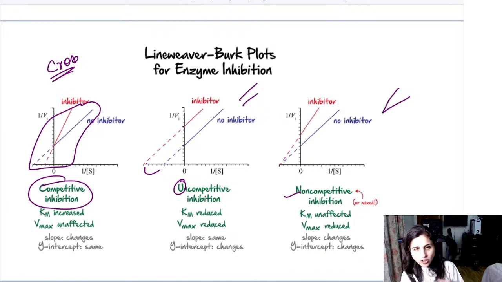So if you know that the competitive graph is C, it will cross. Uncompetitive looks like a U. So the one which is left, which is V, is of a non-competitive inhibitor. Nothing more to know in this. There is no need to go into any more detail. Only identify which graph is what. That's what at the most you are required to know.